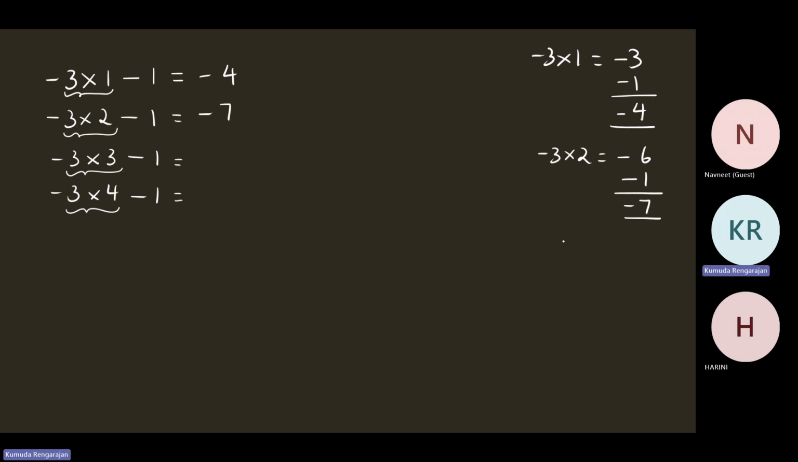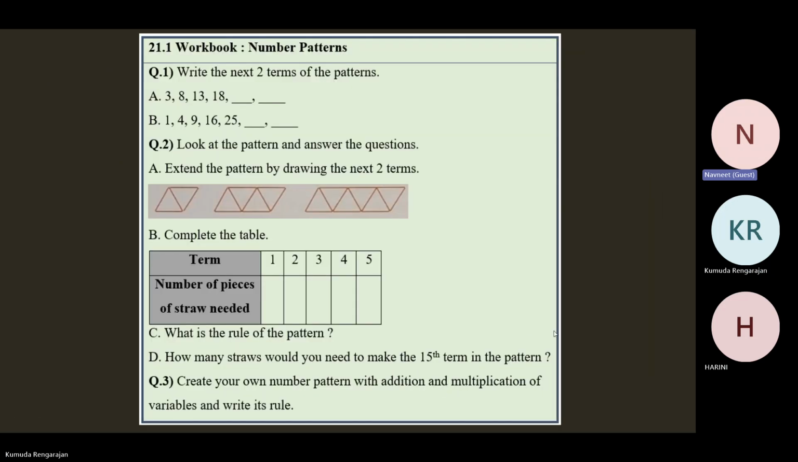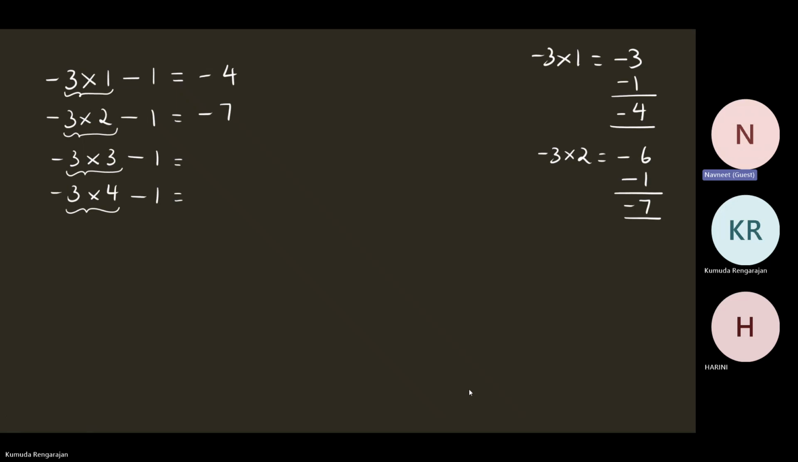Now Navneet. Yes, ma'am. -3 into 3 is -9, and -9 plus -1 is -10. Okay, so -10. And the last one, -3 into 4, -12. And -12 plus -1 is -13.